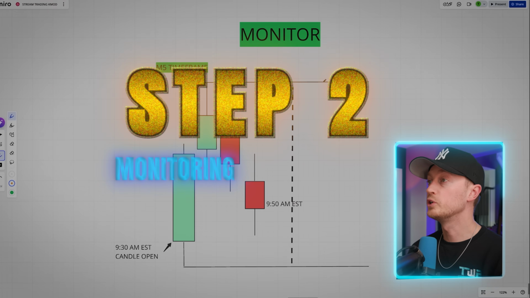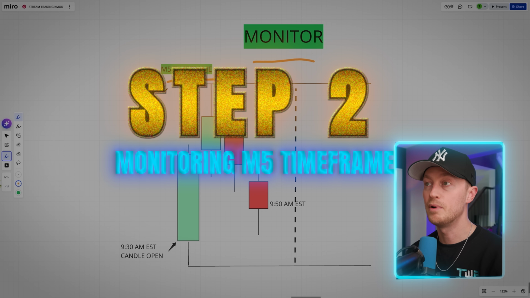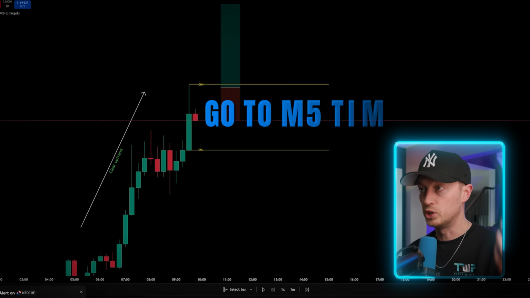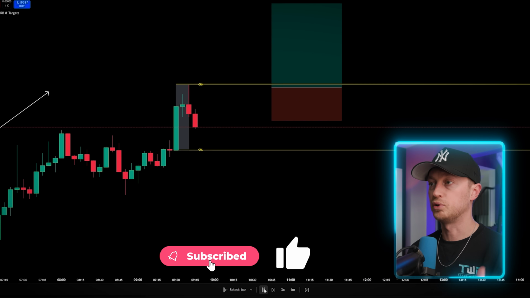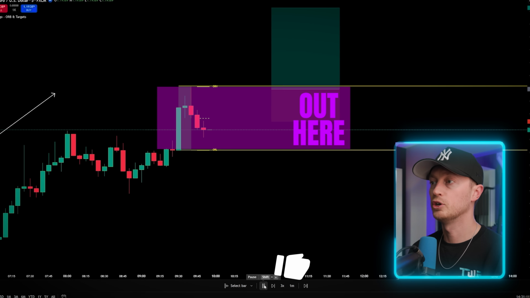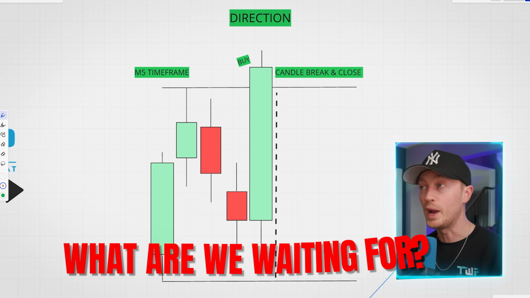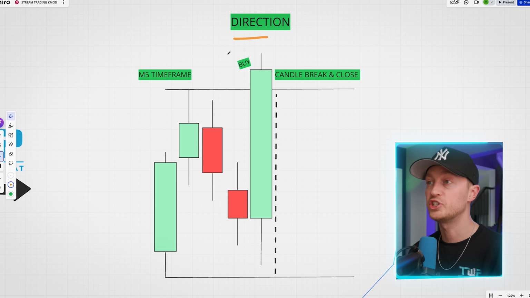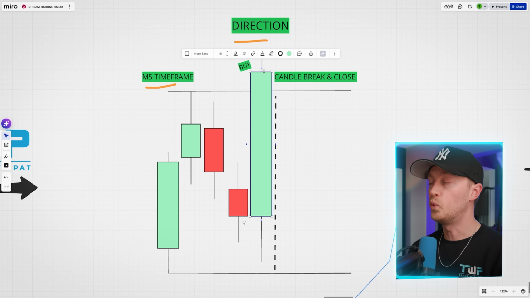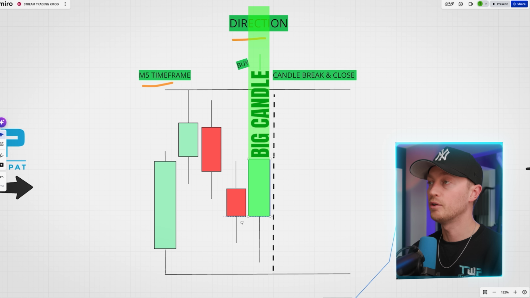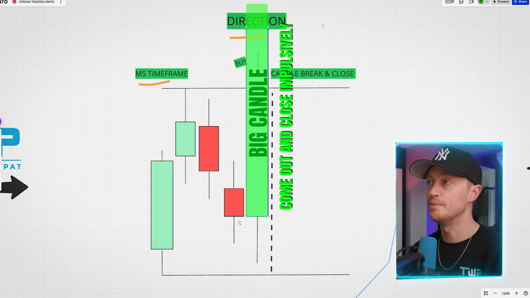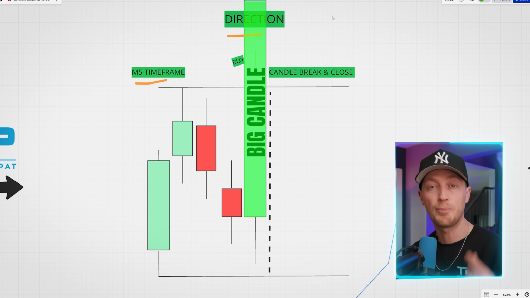For step 2, we're just monitoring on the M5 time frame. So let's go to the M5 time frame. Look, we could play a couple of candles out here. We are just waiting. And what are we waiting for? We're waiting for the direction on the M5 time frame. We want to see a big candle come out and close impulsively outside the top or the bottom of our range.